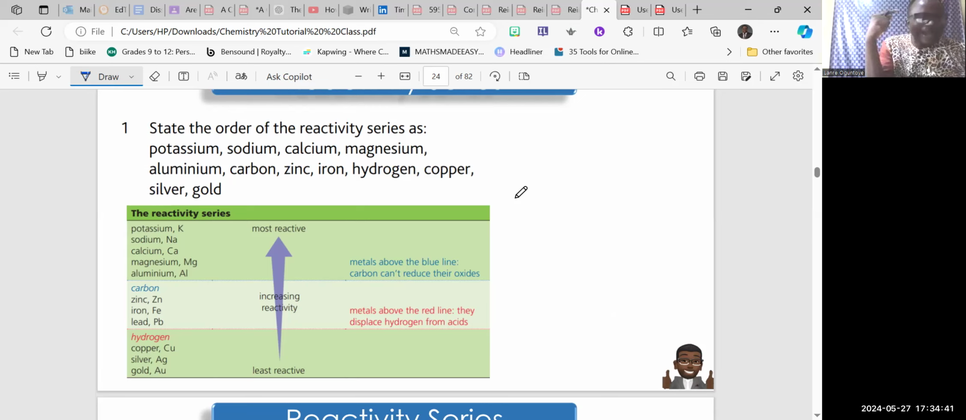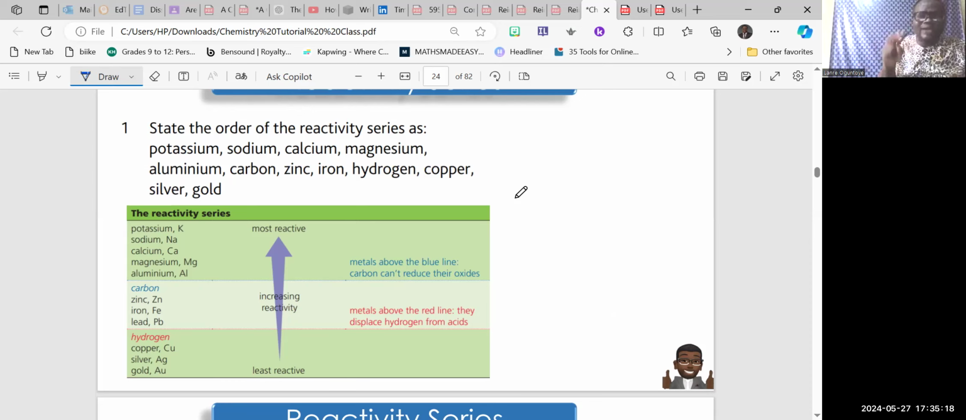So this implies that they want you to memorize this. They say you should be able to state the order of reactivity, can you see that? Meaning that you start from potassium, sodium, calcium, magnesium, aluminum, carbon, zinc, iron, hydrogen, copper, silver, and what? Gold. So you need to know that order. If you are going to use a song, a mnemonic, a rap that will help you to remember, please do. You are supposed to know this, right? But this is called the reactivity series of metals.